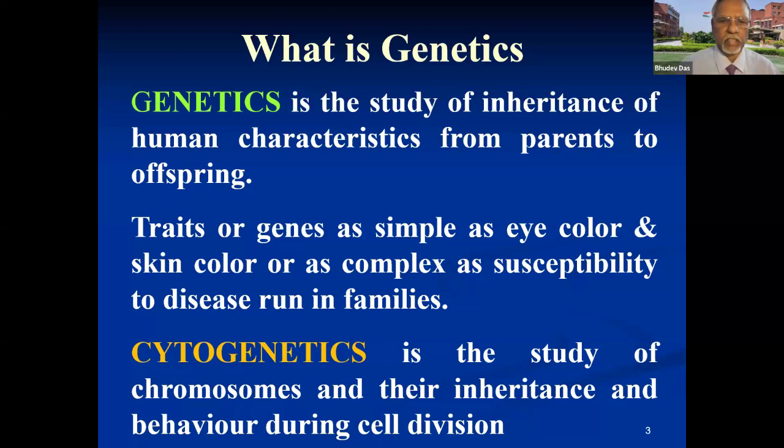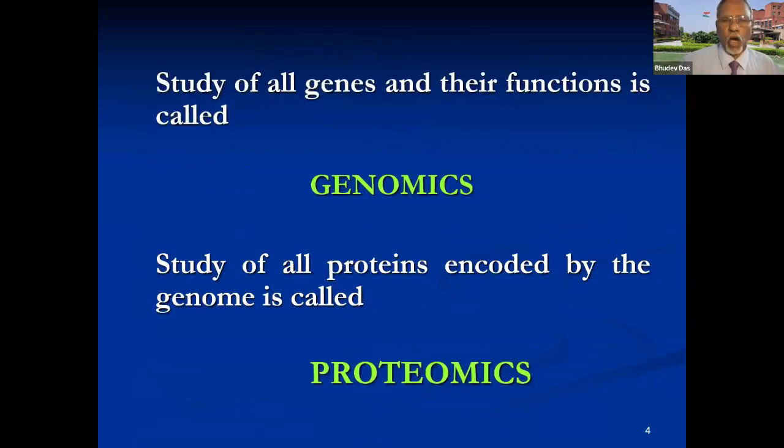And cytogenetics is the study of chromosomes and their inheritance and behavior during cell divisions. And what is genomics? Genomics is the study of all genes and their functions, all genes inherited and encoded on the two diploid genomes. And proteomics is the study of all proteins encoded by the whole genome.